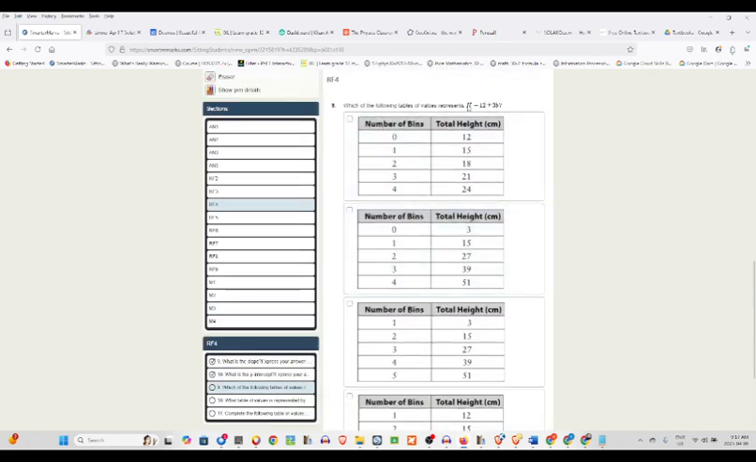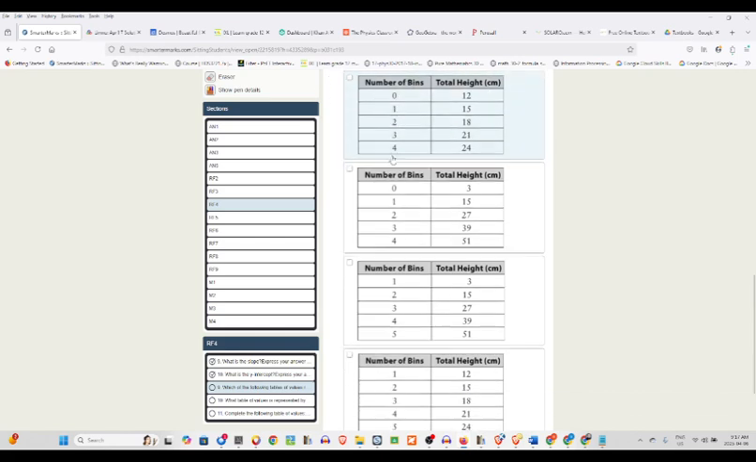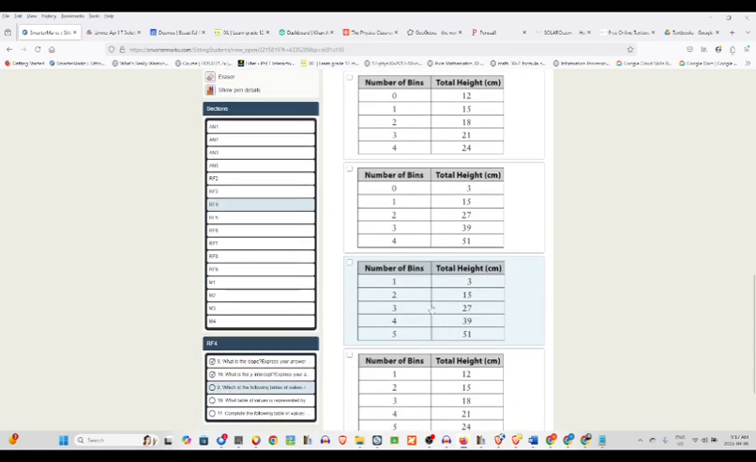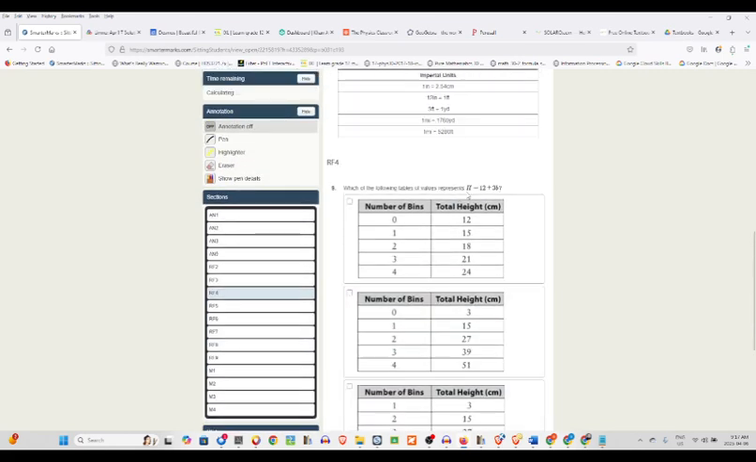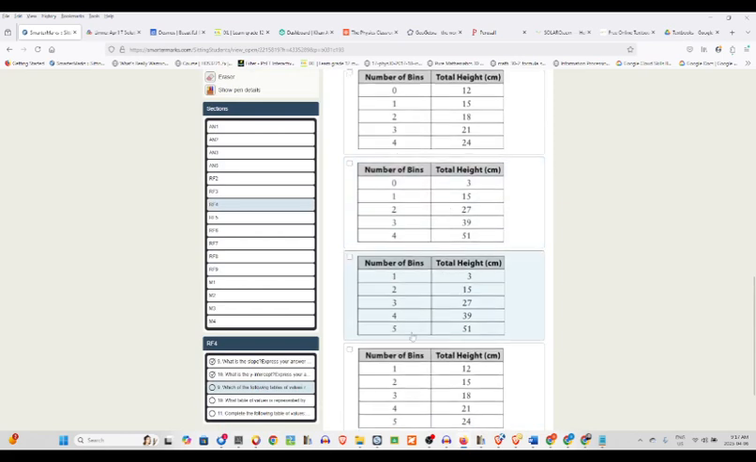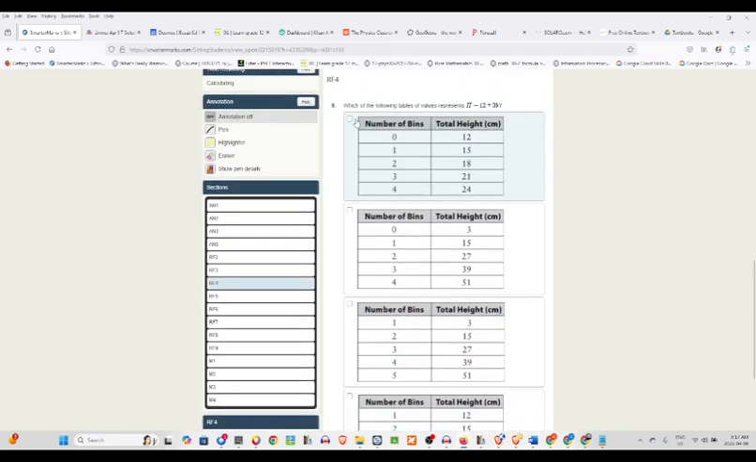So which of the following tables of values represents h equals 12 plus 3b? So that means when b is 0, h is 12. So A is a possibility. B is eliminated. We don't have them here. When b is 1, h is 15. A is still possible. C is eliminated. D is eliminated. So here we go. We start at 12, go up 3 each time.